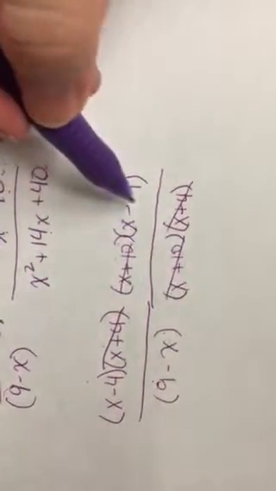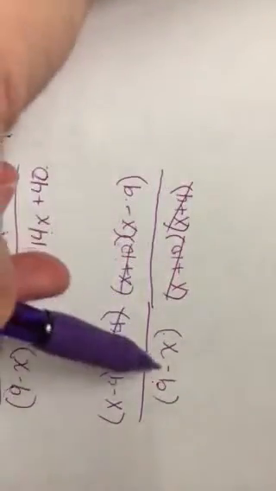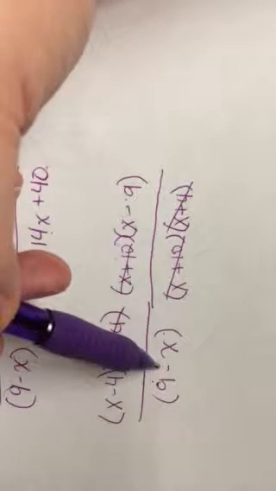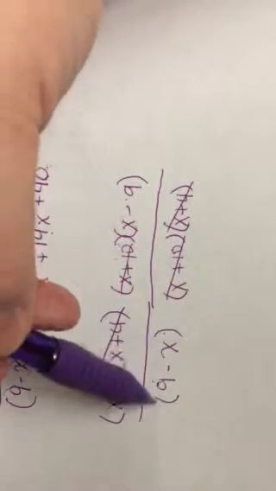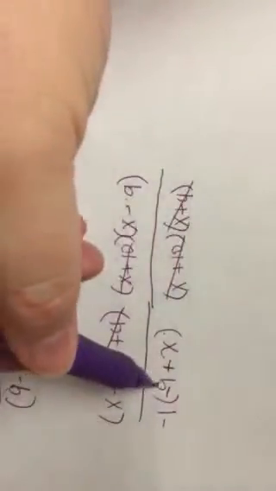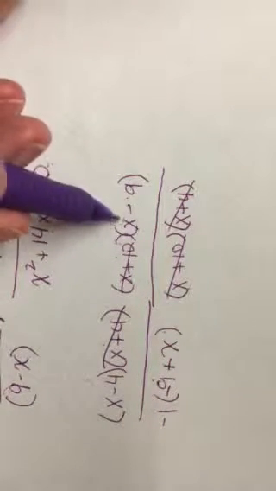what you can do here is one of those secret little tricks that you can do in mathematics. If I were to factor out a negative 1 from this parentheses, which means I'm going to change the signs to everything inside this parentheses and put a negative 1 out here, look at what I get. I get a negative 9 and a positive x. Negative 9, positive x. Now they match.